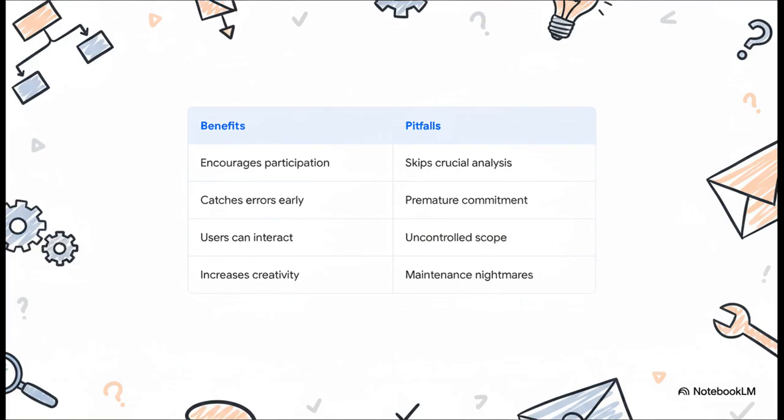Now, what's really fascinating here is the tension with prototyping. On one hand, it's fantastic for getting users involved and for catching big mistakes early. Love that. But, and this is a big but, it's also risky. It can tempt teams to skip that kind of boring but absolutely essential analysis phase. That can lead you to commit to a design way too early, or the classic, let the project scope just balloon out of control. It's a powerful tool, for sure, but you've got to be disciplined.